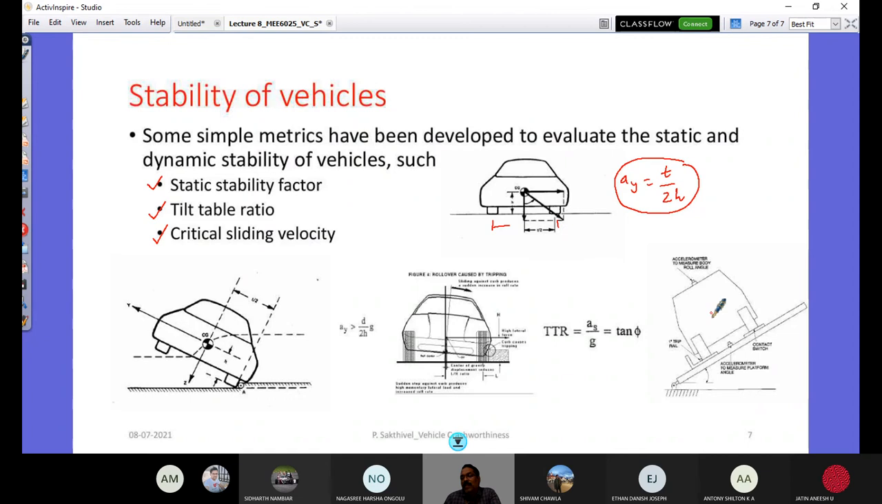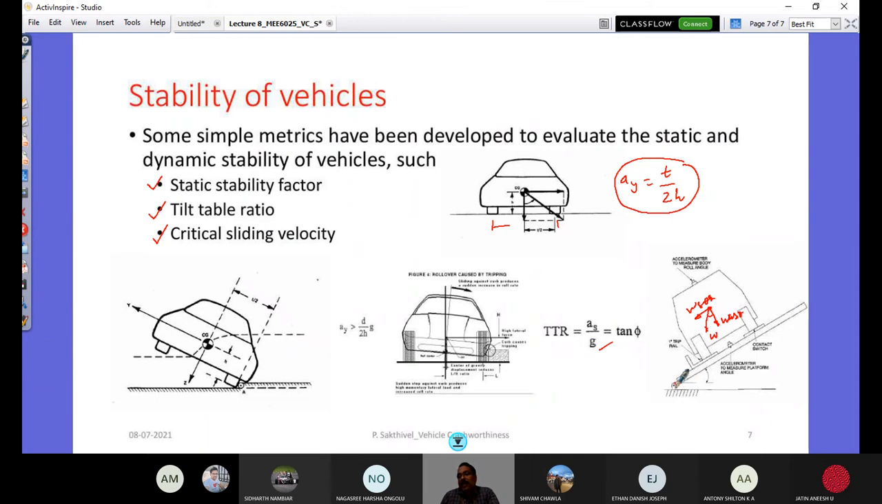And then you see there's a tilt table ratio. So the tilt table ratio comes here. If this is the CG location, the total weight can be resolved into two components. One is this, another one is this. So this angle is the same as that angle. If this is my weight W, then the components are W cos theta and W sin theta. So tan theta is this angle. The force here at the CG would be the centripetal force, and this force is the weight component. So tan theta would equal centripetal acceleration by G. This is a simple one, and this is what is called the tilt table ratio.